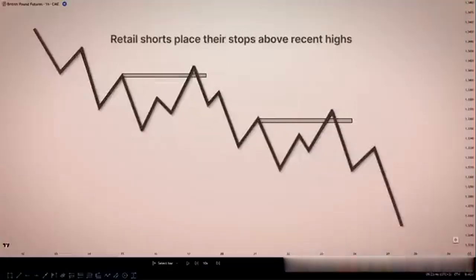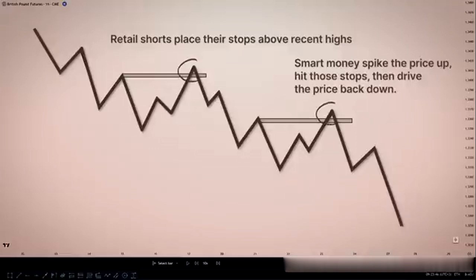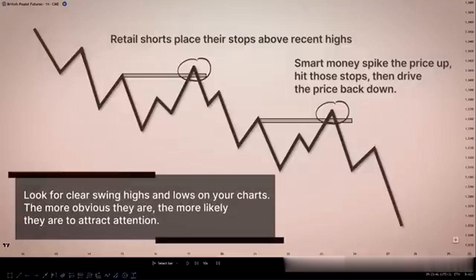Retail shorts place their stops above recent highs. Smart money spikes the price up, hits those stops, then drives the price back down. To spot these zones, look for clear swing highs and lows. The more obvious they are, the more likely they are to attract attention.